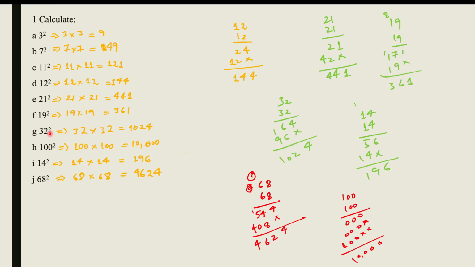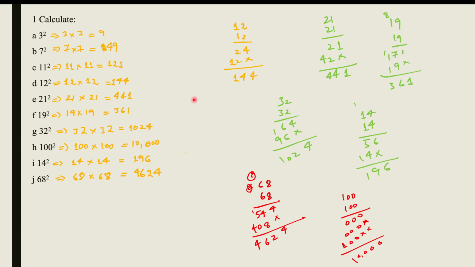32 raised to the power of 2, 32 is multiplied with itself, and we get 1024. The same is the case with 100. 100 multiplied by 100 is equal to 10,000. 14 square, or 14 raised to the power of 2, means 14 is multiplied with itself, so we get 196. And 68 square, 68 multiplied by 68, we get 4,624.